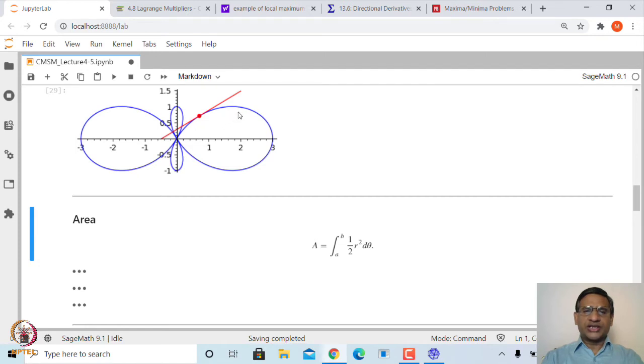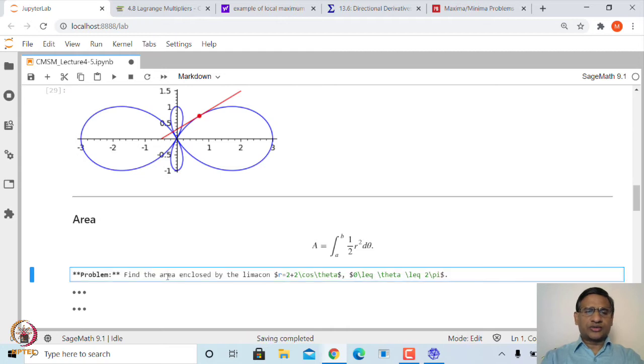Height you can consider as r, and base will be for small area element, small arc. This height will be actually r sin theta, but sin theta for theta small is very close to theta. Therefore, you will get area element as half r square d theta. So, you integrate this, you will get the area, right.